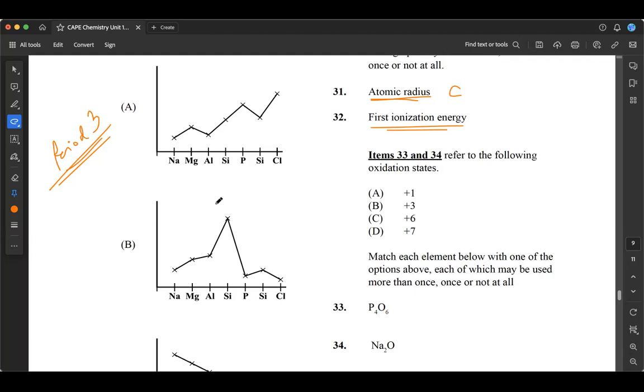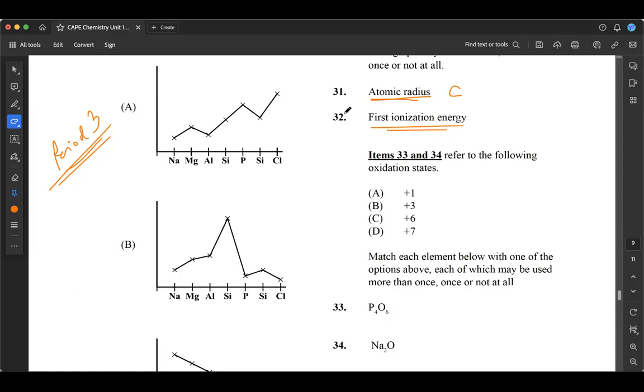The silicon is an outlier. And then we come back down to P, we drop down to P. Well, the P is an outlier. We drop down here because we're going from metals to non-metals. And so we would see this particular trend here: we steadily increase, then we see this jump for silicon, and then we come back down. So the answer here would be B for 32. Well, actually, let's see.